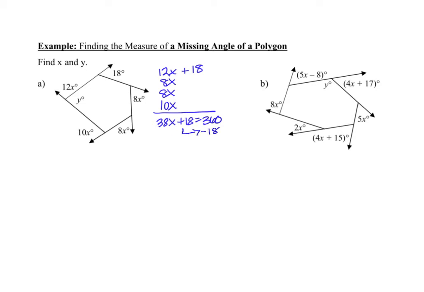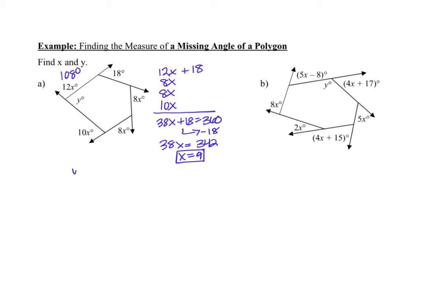Subtract the 18 from each side. You get 38x is equal to 342. Divide by 38 on both sides. x is equal to 9. And if this is the exterior angle and this is the interior angle, I know that these angles are supplementary. I also know that this is going to be 108 degrees, because if I substitute my answer for x, which was 9, 12 times 9 is 108 degrees.